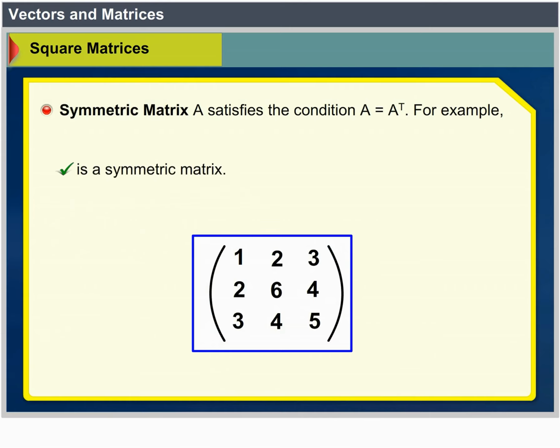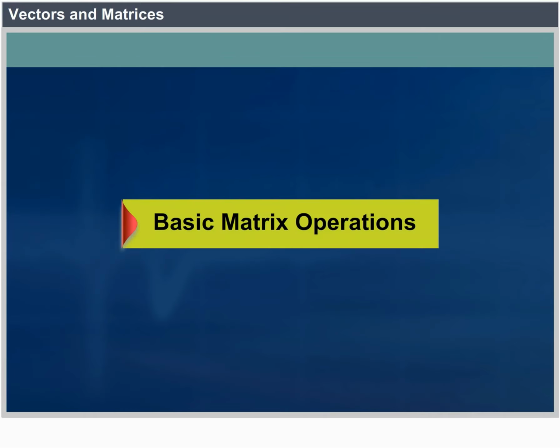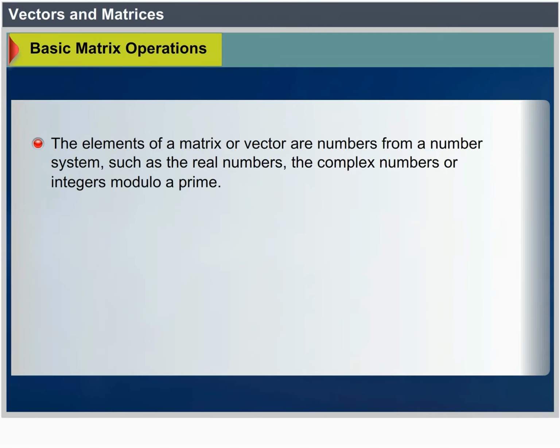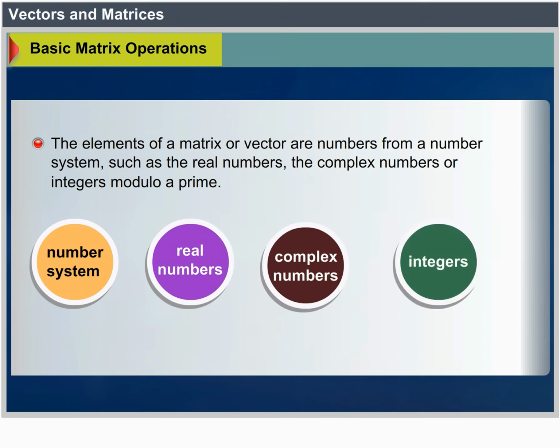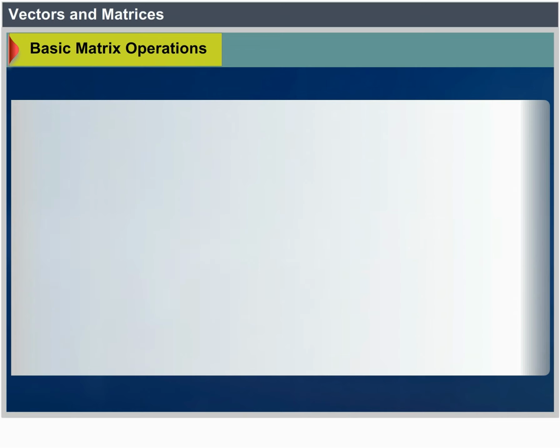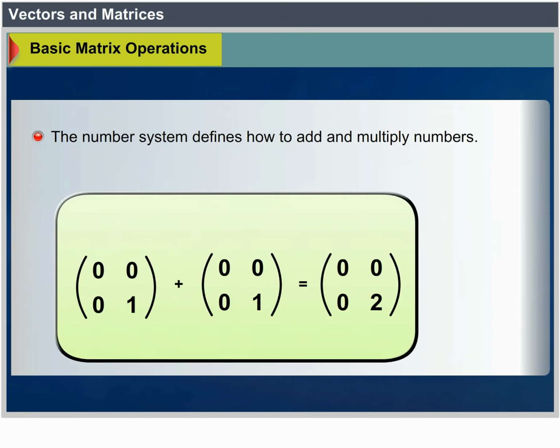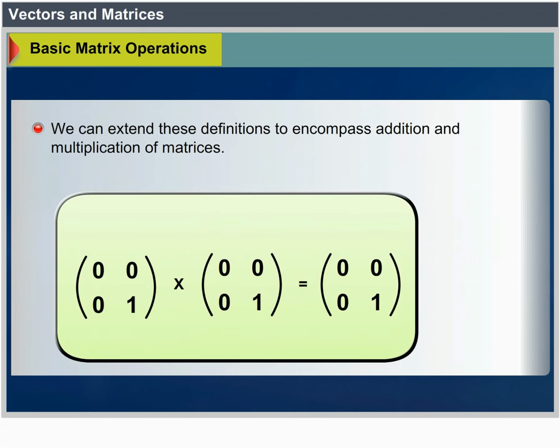Basic matrix operations. The elements of a matrix or vector are numbers from a number system such as the real numbers, the complex numbers, or integers modulo a prime. The number system defines how to add and multiply numbers. We can extend these definitions to encompass addition and multiplication of matrices.